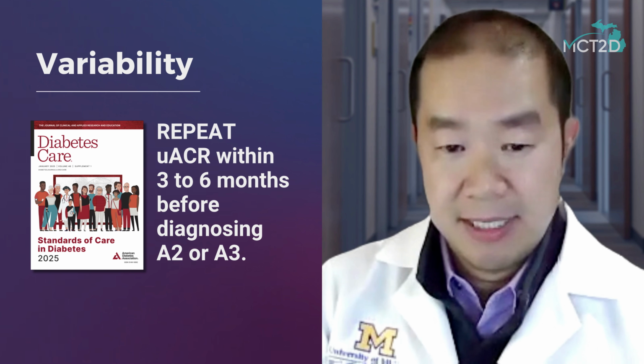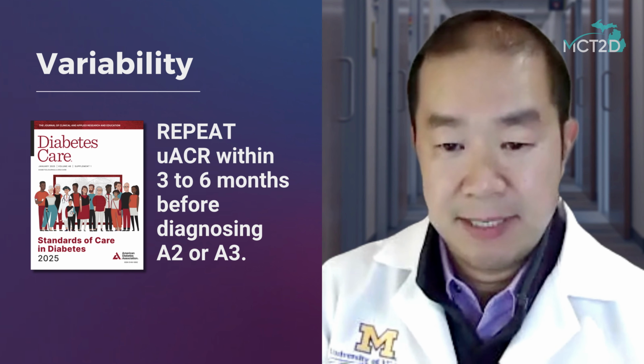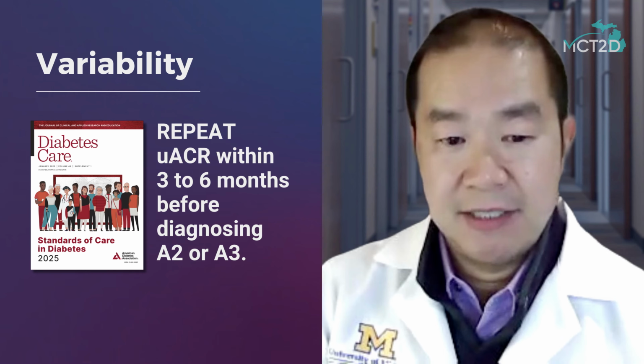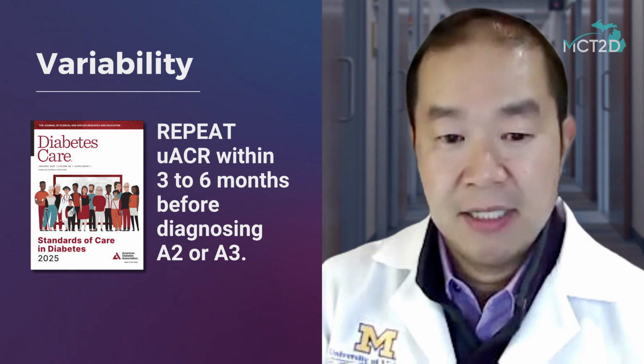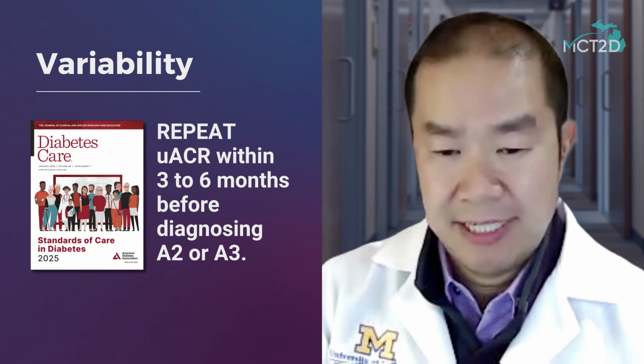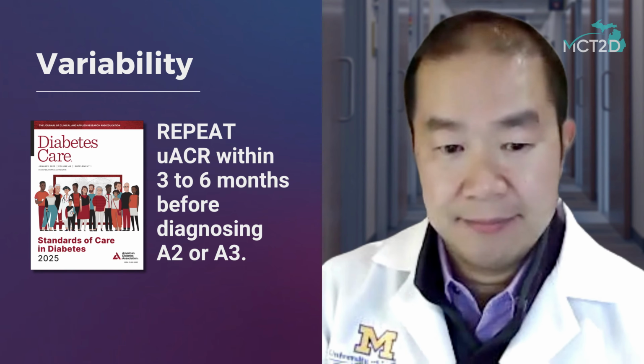There can be variability, up to 20%, between specimens, so the ADA standards of care recommend repeating the measurement within 3 to 6 months before diagnosing a patient with moderately or severely increased albuminuria, A2 or A3. The higher a patient's uACR is, the higher their risk is for progression to kidney failure and cardiovascular events. Albuminuria is the earliest sign of kidney disease and the stage where progress can be prevented.